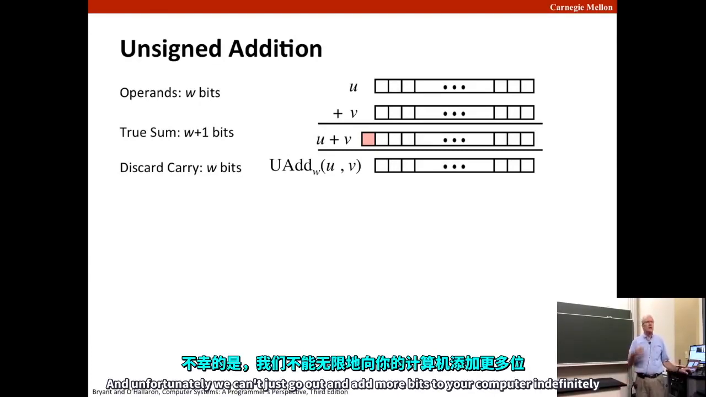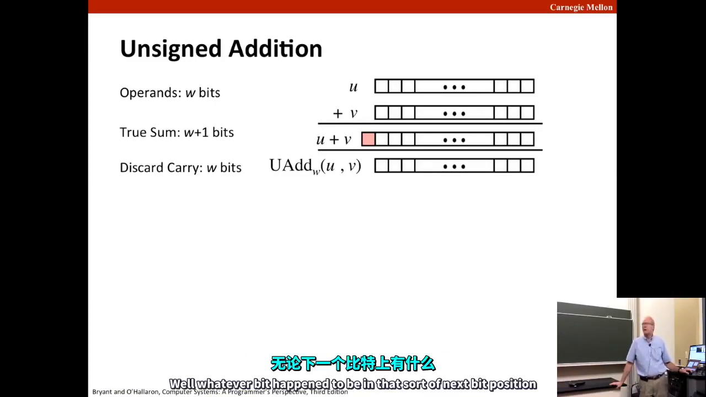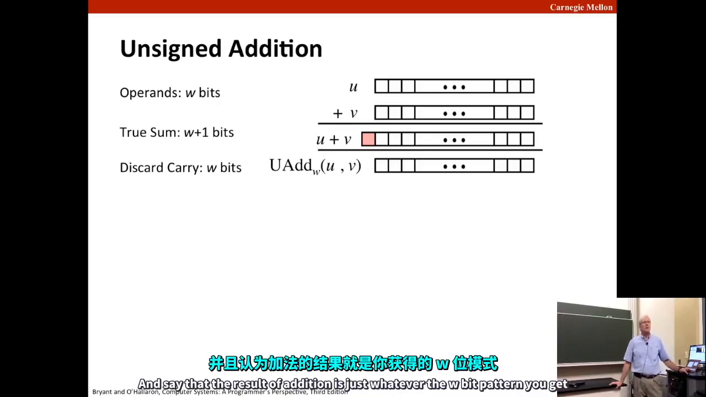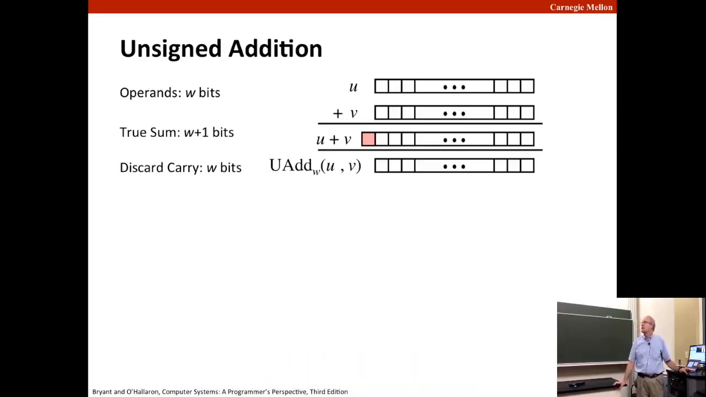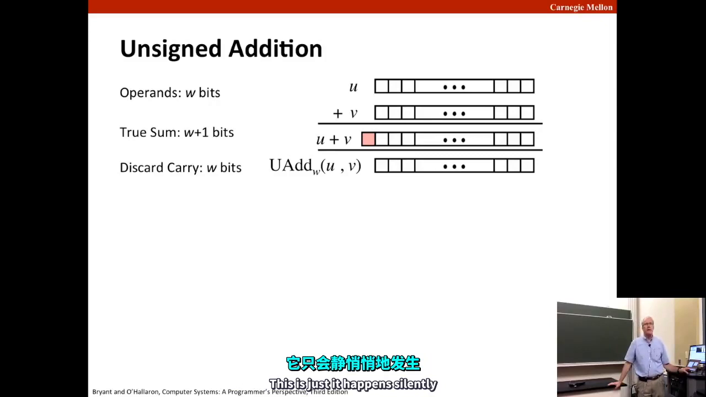And unfortunately we can't just add more bits to your computer indefinitely. So we just stop at some point and say, whatever bit happened to be in that next-over bit position, we're just going to drop it and pretend it doesn't exist. And say that the result of addition is just whatever the W-bit pattern you get if you only consider the first W bits of it. With no warning, no messages, no error or anything. It happens silently.